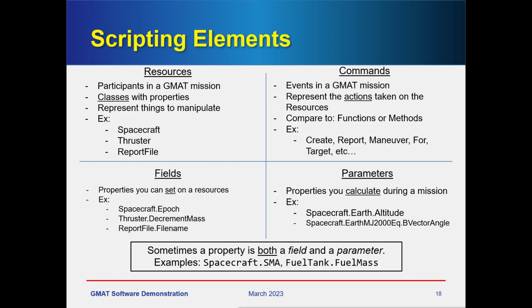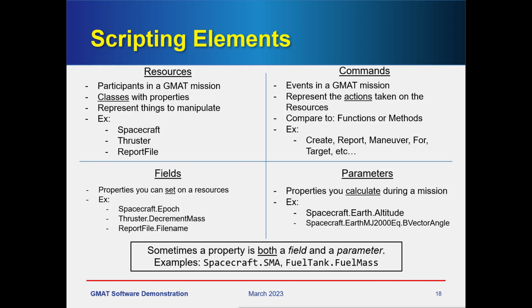Next are commands. Commands are events in a GMAT mission. Commands represent the actions taken on the resources. We can think of them as functions or methods. For example, create is a command used to create resources. Report is a command used to write data to a report resource.